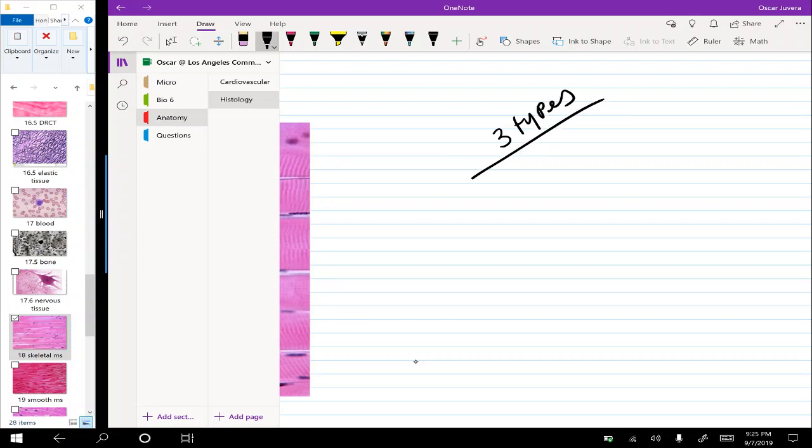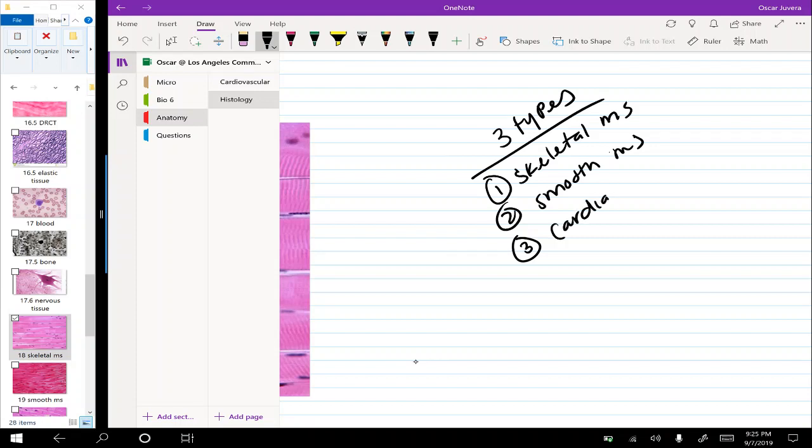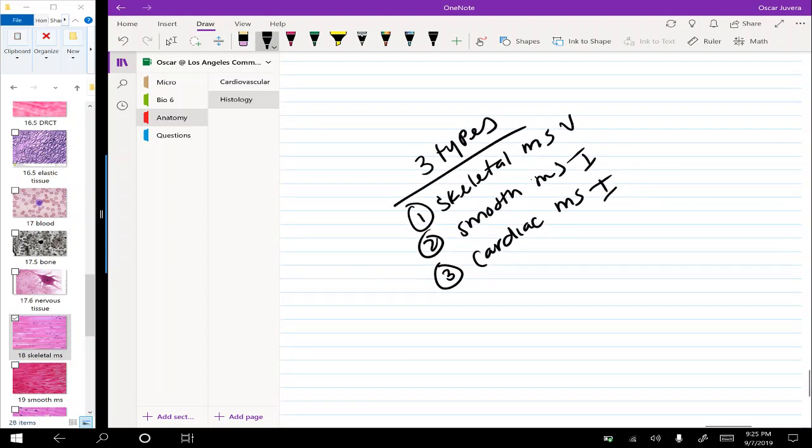Go ahead and pause the video and tell me, or write on a piece of paper, the 3 types. I'll write them right now. So the first type is skeletal muscle. The second one is smooth muscle. And the third type is cardiac muscle. Voluntary, involuntary, involuntary. What does voluntary mean?